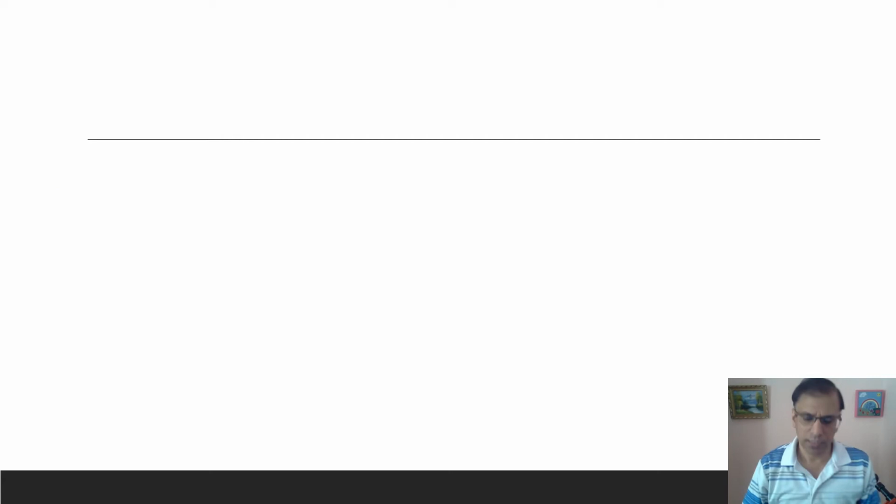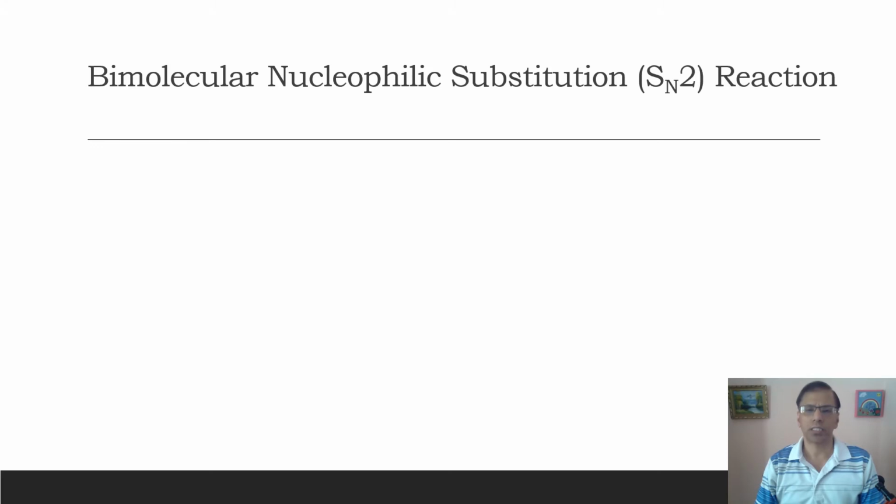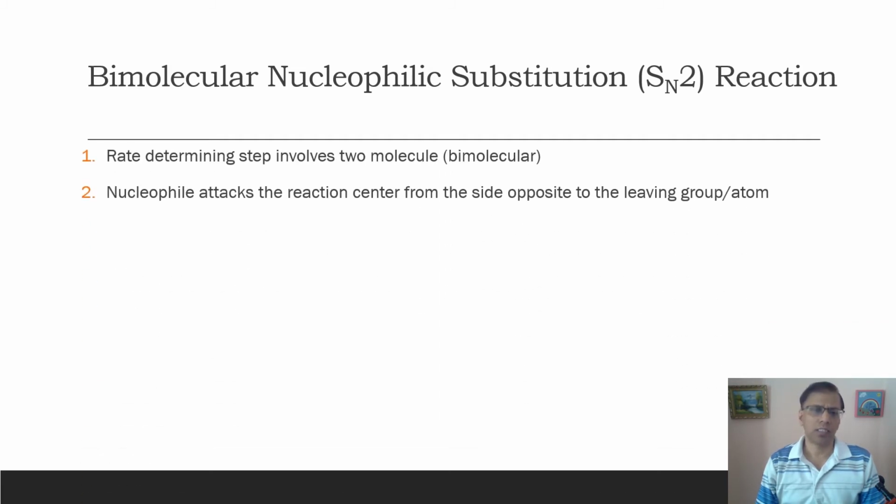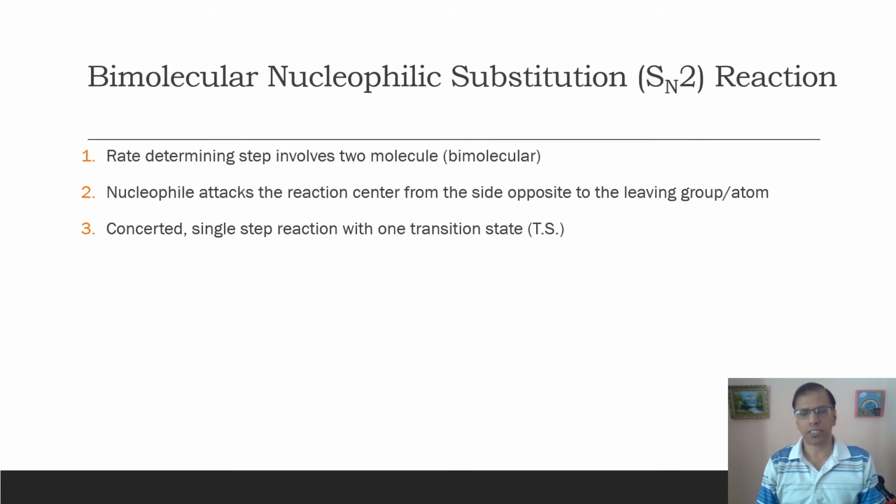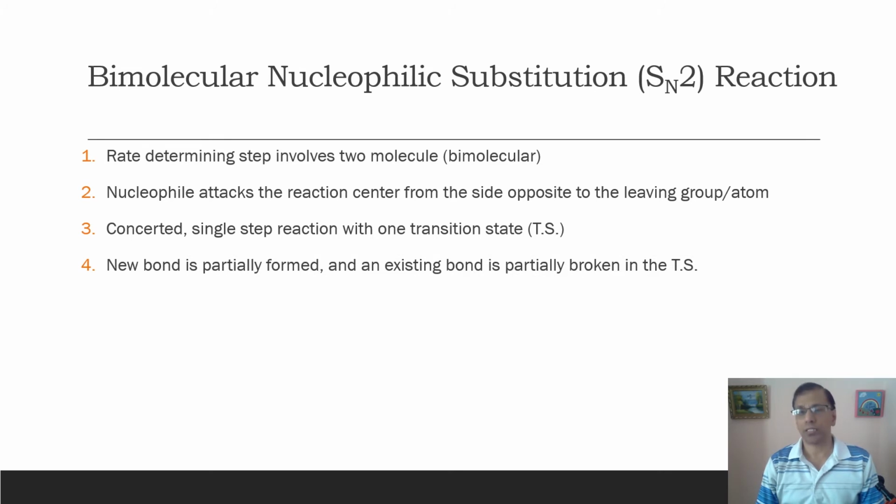So let's look at the second type of reaction. This is the bimolecular nucleophilic substitution reaction. So two molecules are involved in the rate determining step. The nucleophile attacks the reaction center from the side opposite to the leaving group. And this is a concerted single step reaction with one transition state. A new bond is formed partially, and an existing bond is broken partially in the transition state.